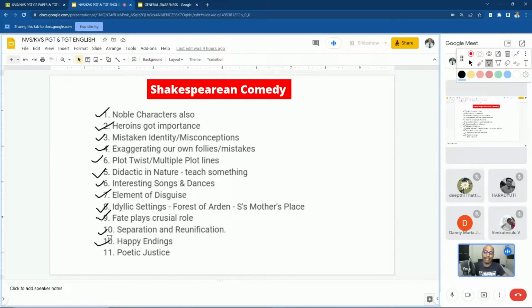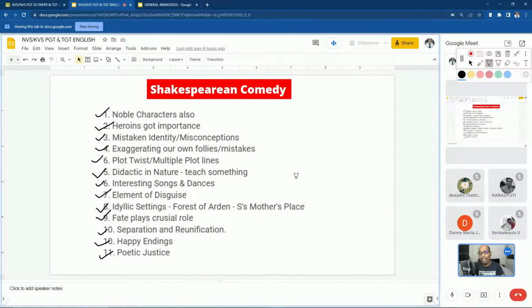It ends with a happy ending. There is no death, there are no unnecessary problems. All these Shakespearean comedies end with happy endings, with big fat marriages. I may have to use this word. All these major characters at the end of the story find their love interest, their love is accepted by their love interest, and they end with a marriage. And then poetic justice. What is this poetic justice? Good people will be rewarded, bad people are punished. So that is called poetic justice. So these are the Shakespearean comedy features.